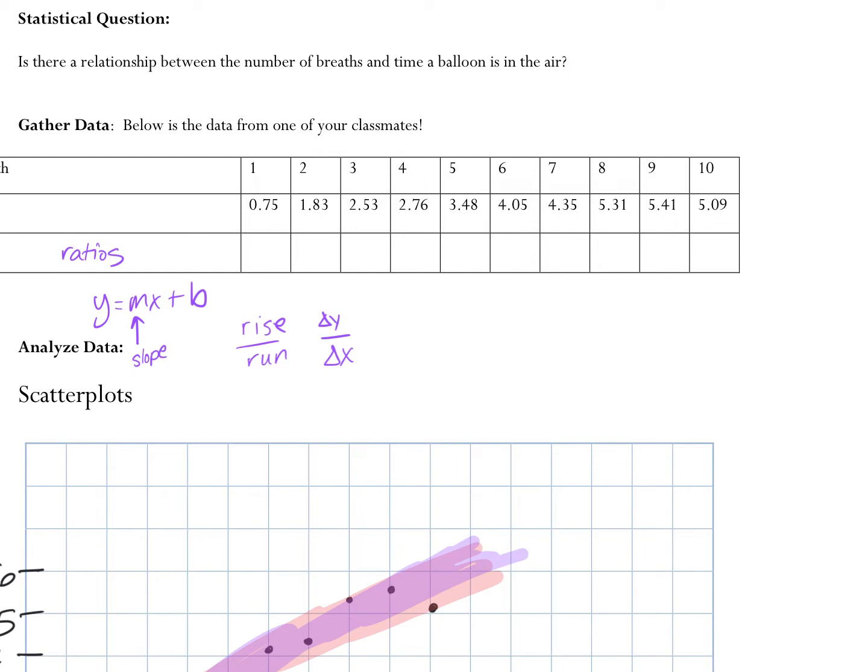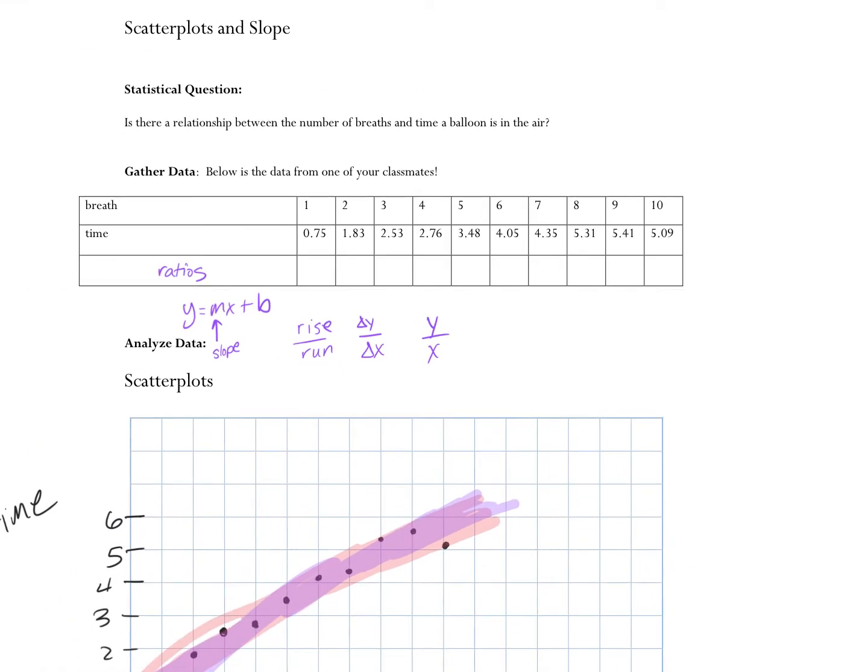Now, are you guys with me? That the change in y over the change in x in a direct relationship would be just y over x. Okay, this only applies if we have this direct 0-0 relationship. Okay, so my y is my time. My x is the number of breaths.